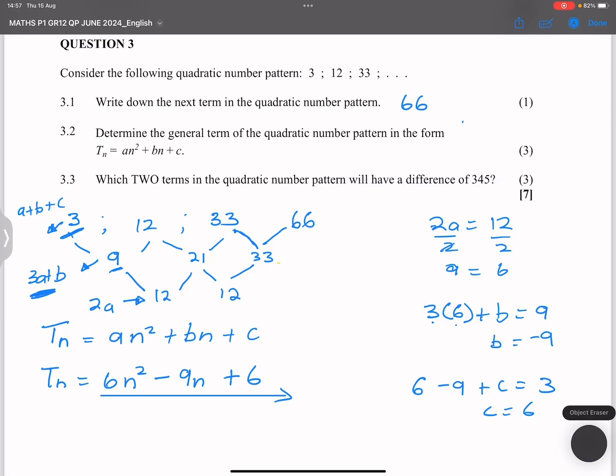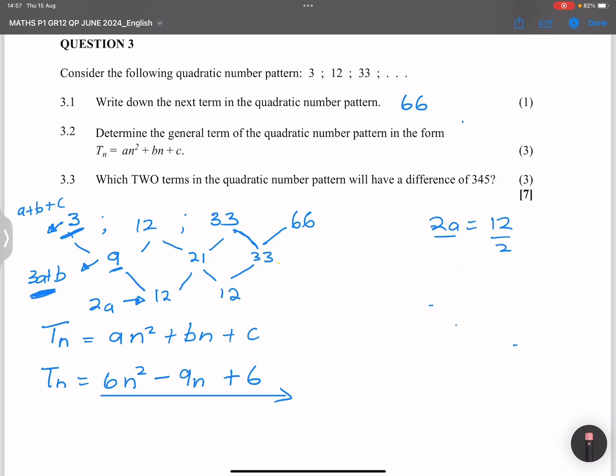Right, now the next question. They say to us, which two terms in the quadratic pattern will have a difference of 345? So what this simply means, ladies and gents, is that we're going to take whatever Tn will be, minus the term before, which is Tn minus 1, right? This will be equal to 345. Now, let's do this. In fact, we need just a little bit more space.